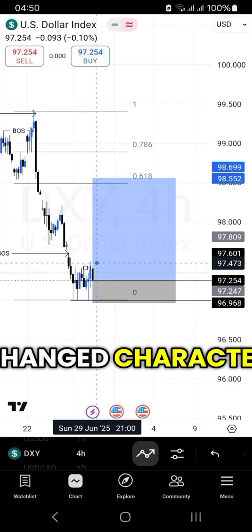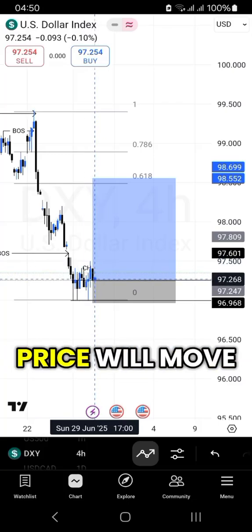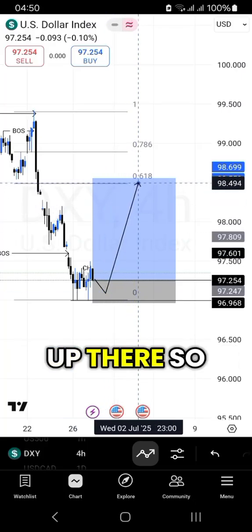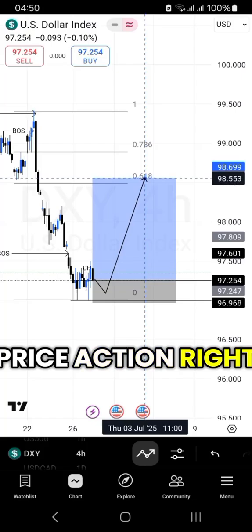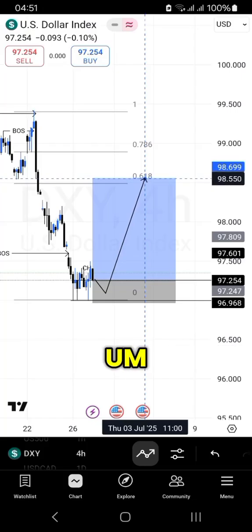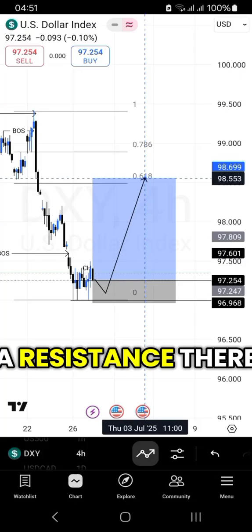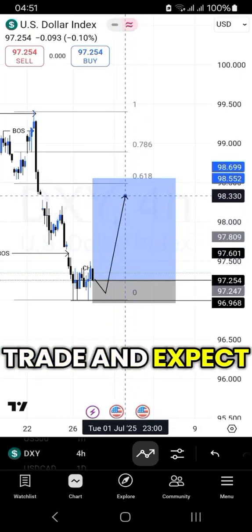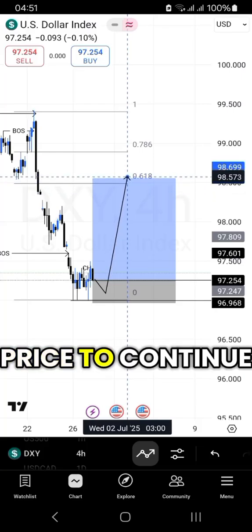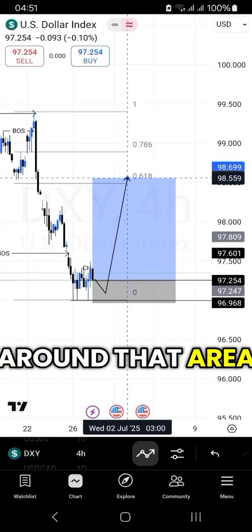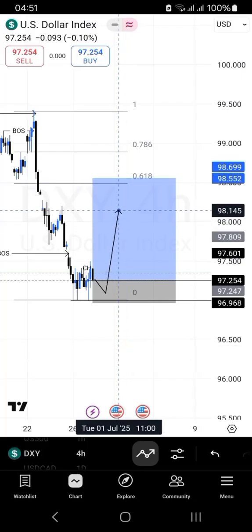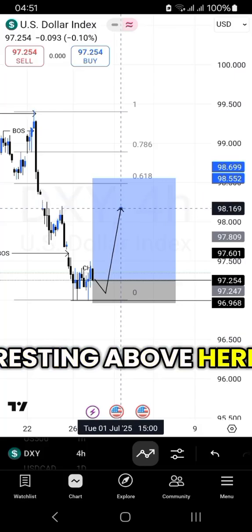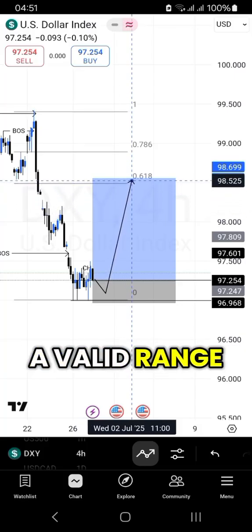But it has changed character, which makes me think there is a possibility that price will move from here up there. So I put my price action right there, so that when it reaches that resistance, then we can exit the trade and expect price to continue to the downside around that area. But already we have liquidity resting above here, so this is a valid range.